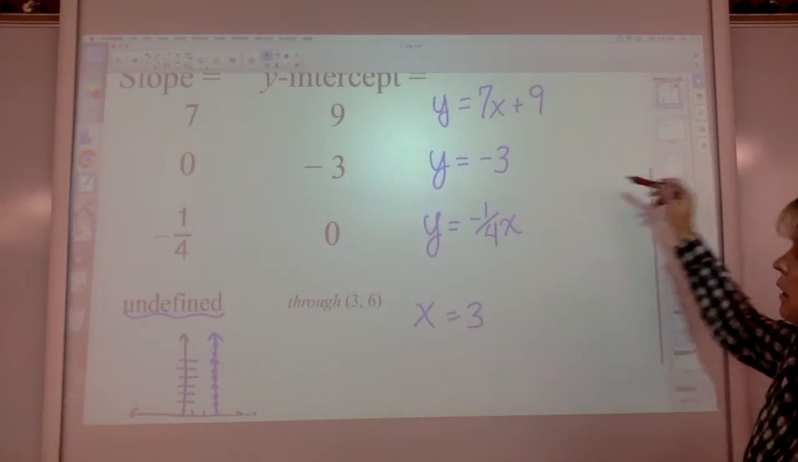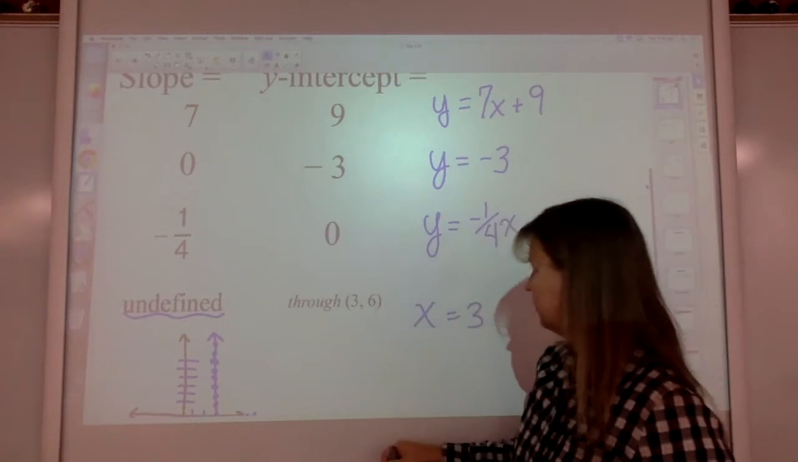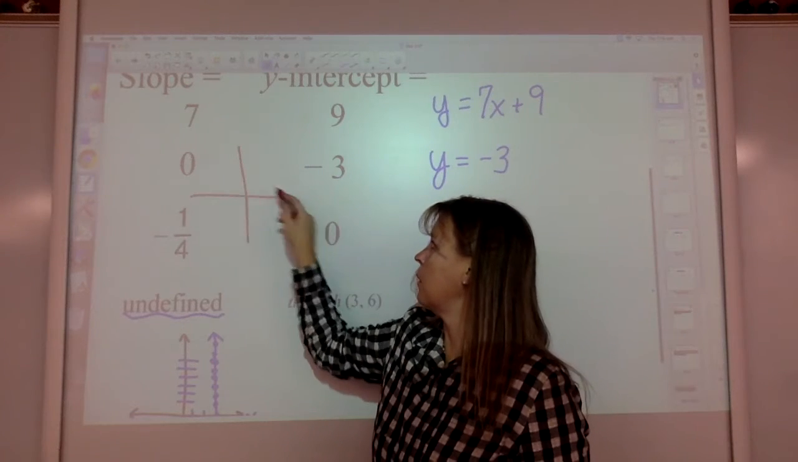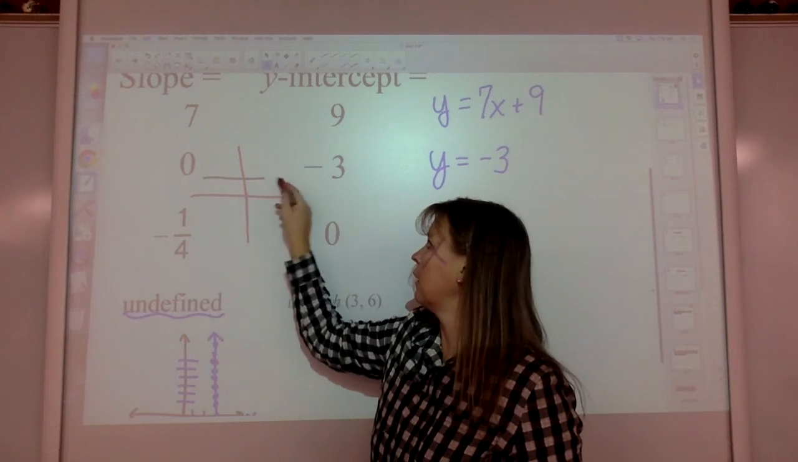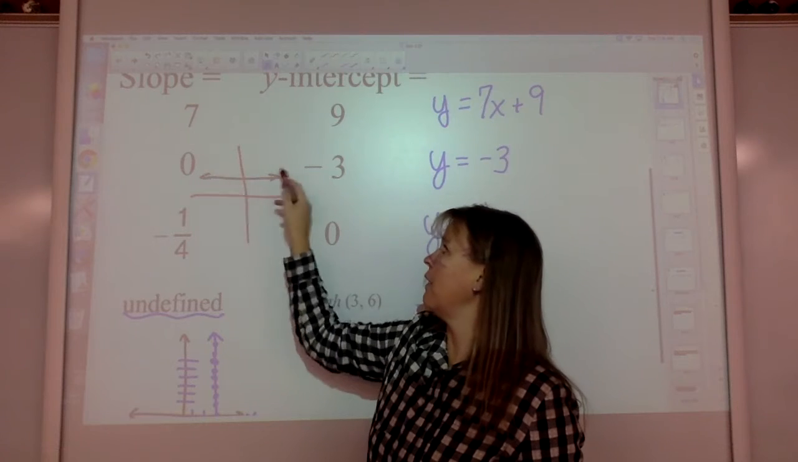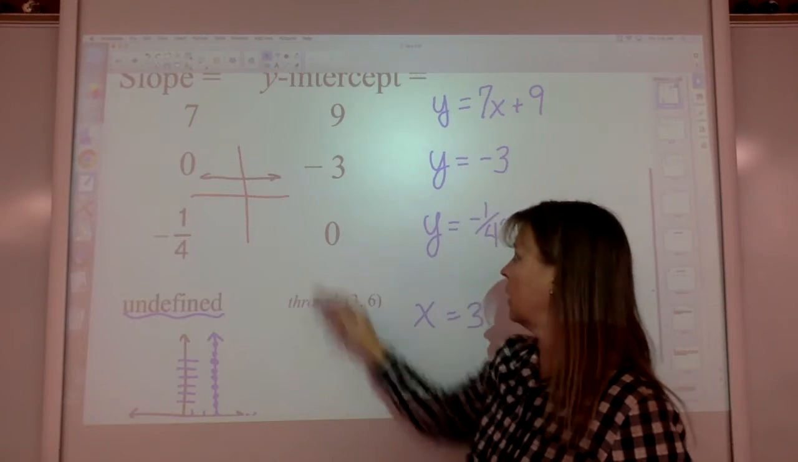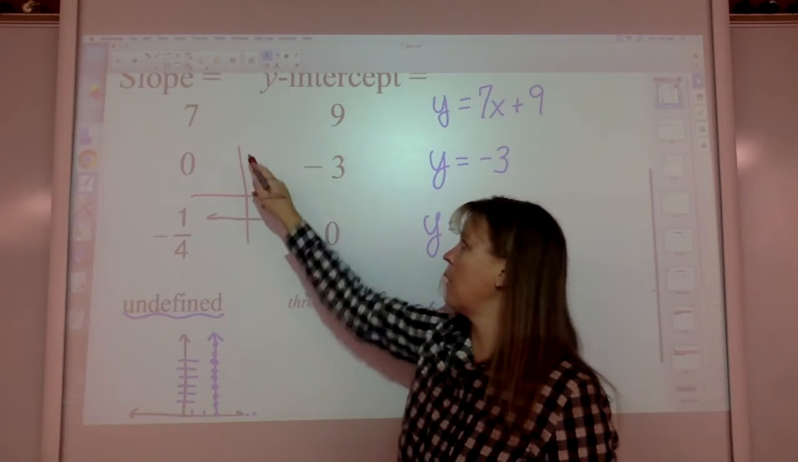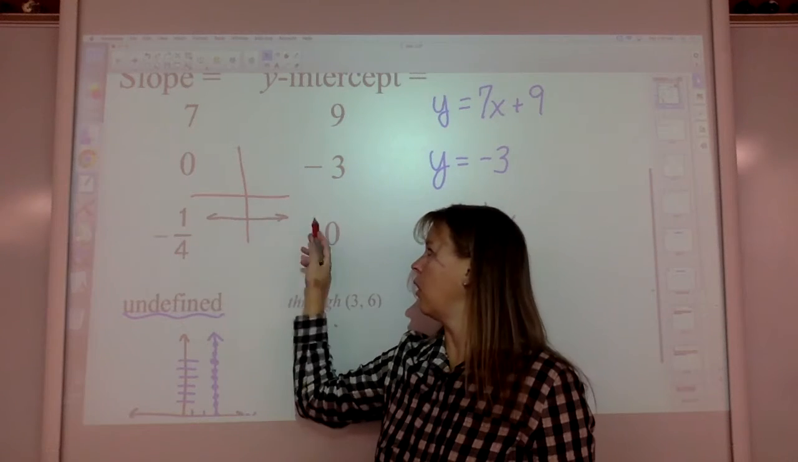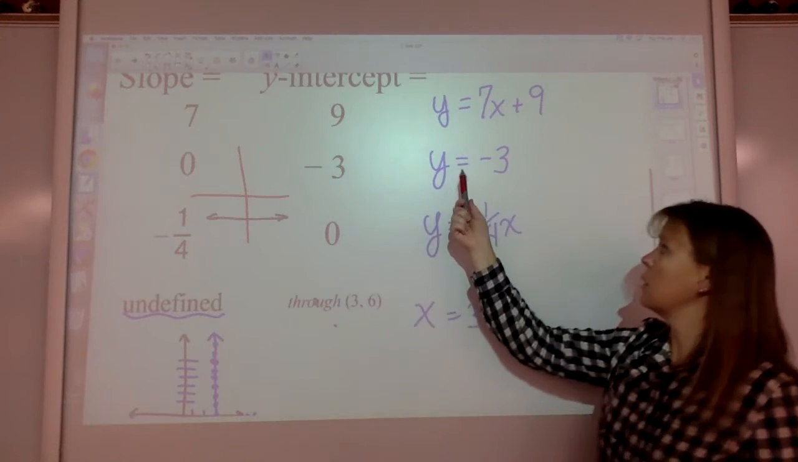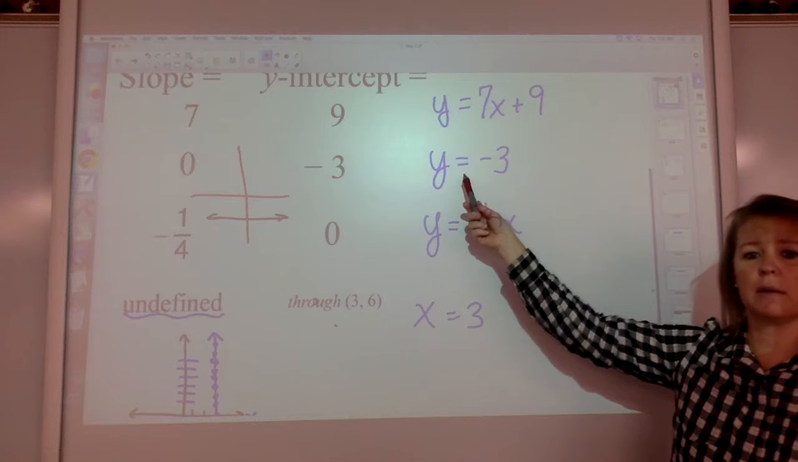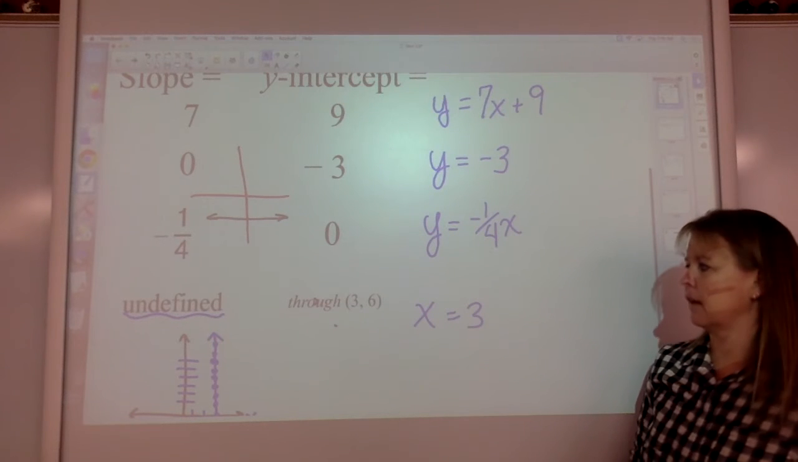And reminder up here, when the slope was 0, that means it was an equation of a horizontal line, because all of the y values were the same. Well, in this case, it was at negative 3. All of the y values were the same, and they all were negative 3. So a horizontal line has a y equals equation. A vertical line has an x equals equation.